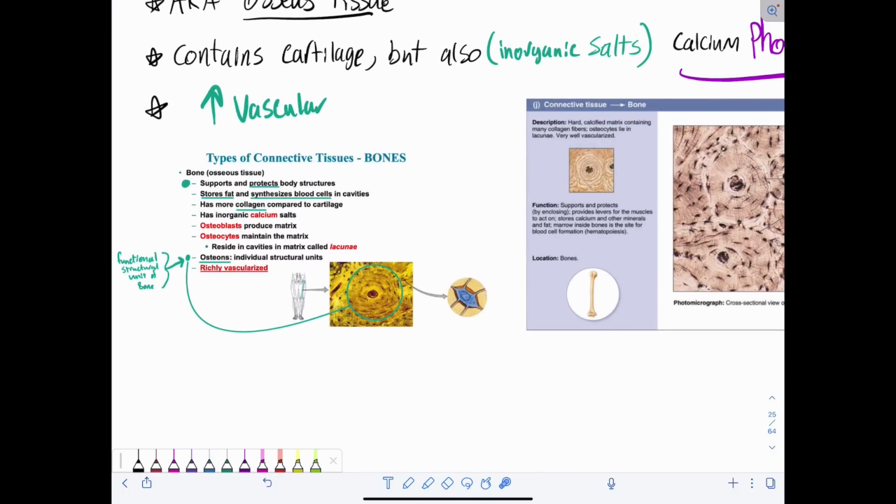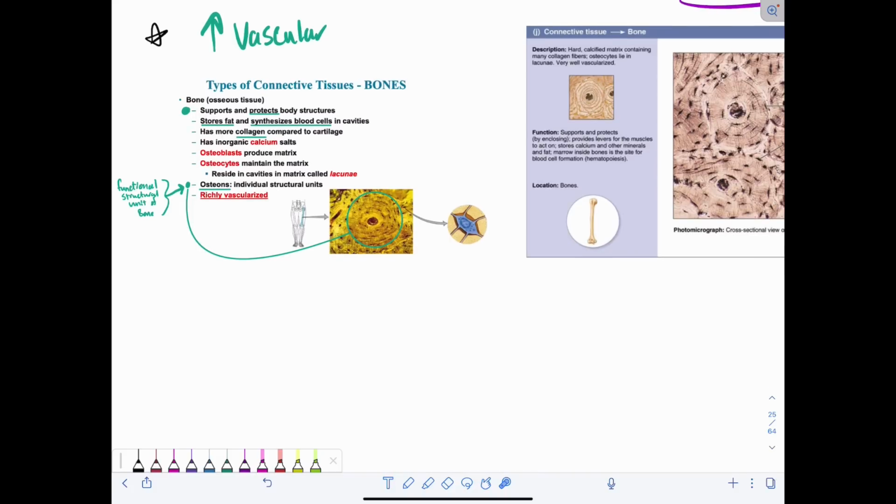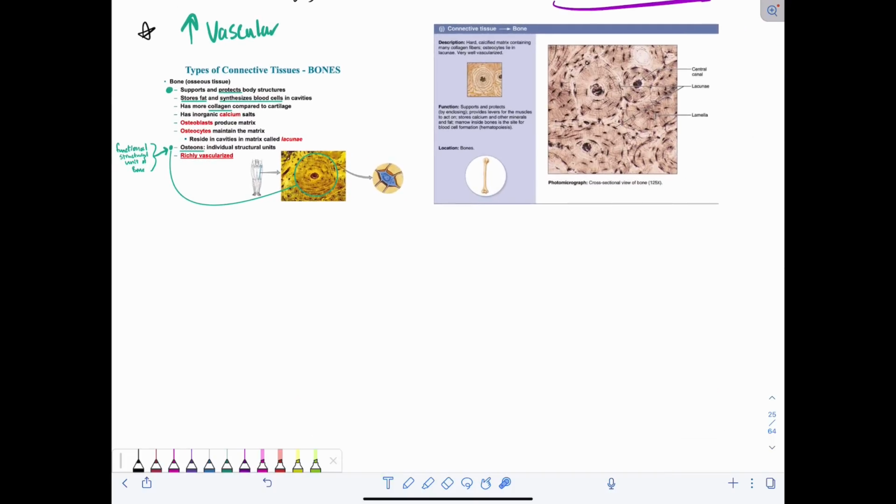So, of course, the job is to protect body structures. It stores some fats in the yellow bone marrow and makes blood cells in the red bone marrow. It has collagen, more collagen than cartilage, and of course calcium salts. We talked about this.